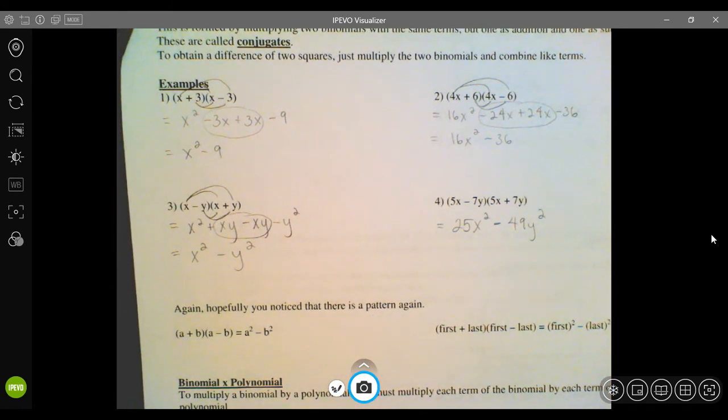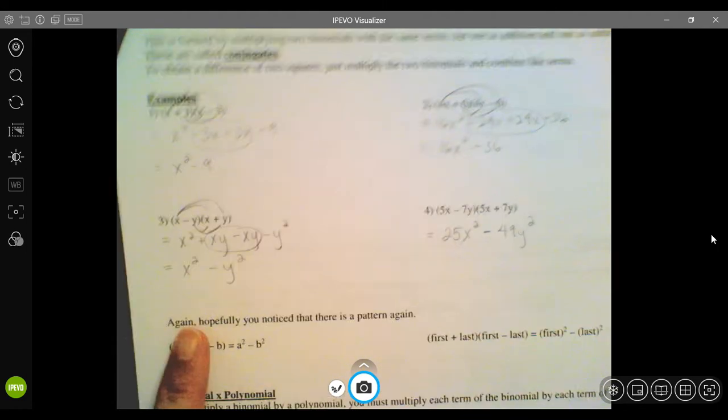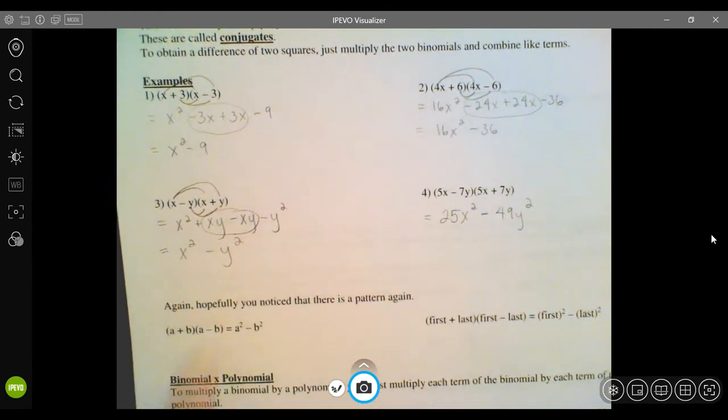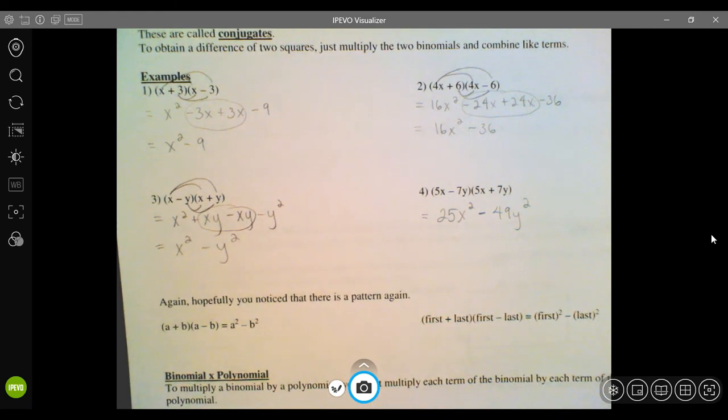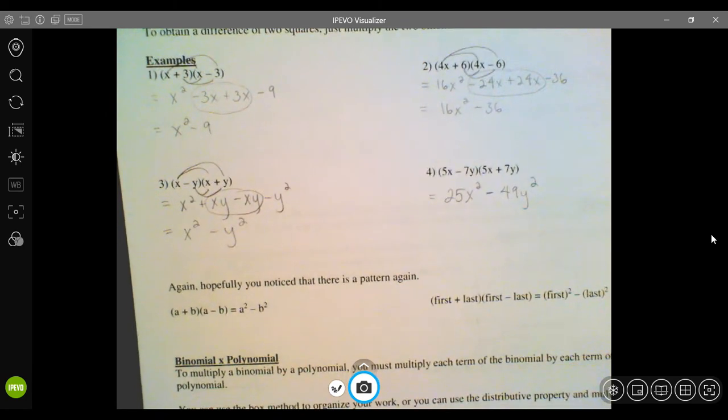And again, if we did like 10 of these, you would realize the pattern. But do you really want to watch me do 10 of these? No, I don't want to watch me do 10 of these. So keep this in mind. And again, hopefully you noticed a pattern. If you didn't notice a pattern, that's okay. That's why I've shown you two different methods to multiply.